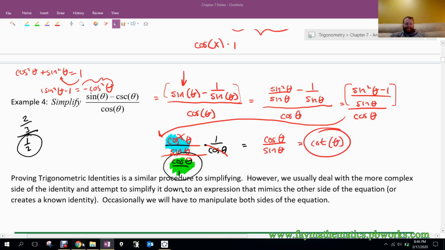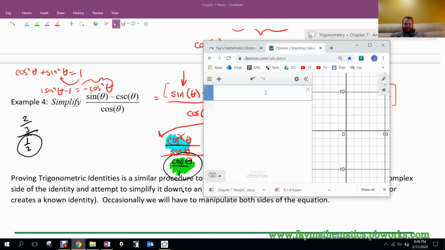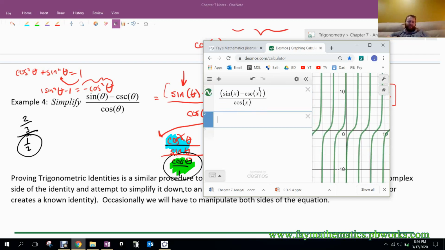So again, checking this, we have sine of, I'll just use x again, minus cosecant of x, divided by cosine of x. This is why I like to use Desmos, is I can actually see the math print, to make sure I had things divided right. You saw that if I didn't have that one set of parentheses, it would try to divide the cosecant by the cosine instead of the entire difference by the cosine. So that's just something to be aware of.